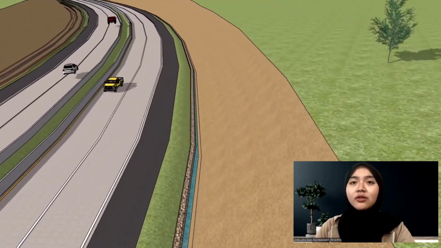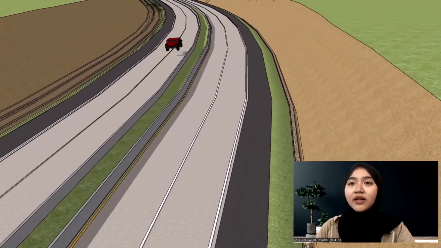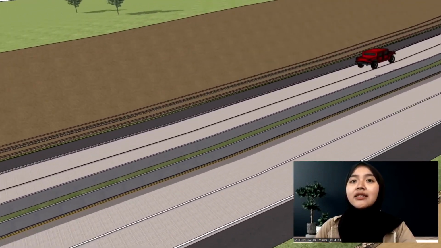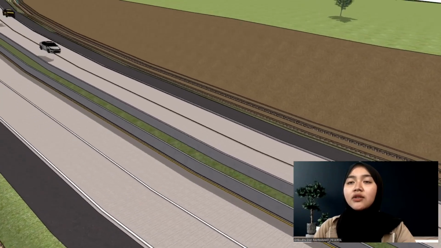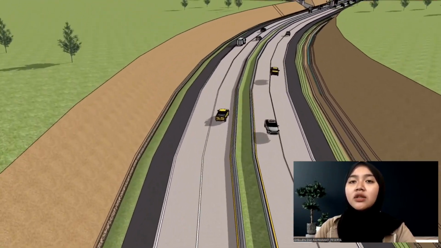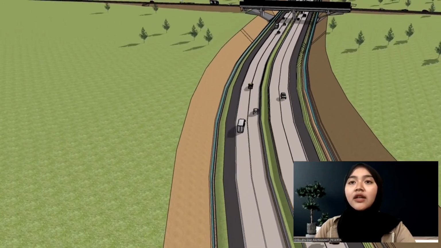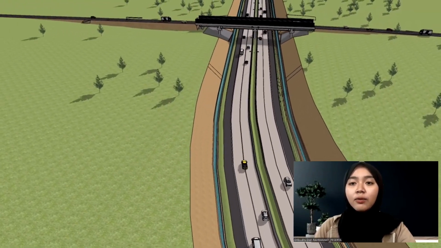Today, June 17, 2024, I will present my modified toll road design. This is the design of the Trans Sumatera Toll Road. Trans Sumatera Toll Road is a toll road with rigid pavement type. This toll road connects the island of Sumatra from Aceh to Bakaheni.